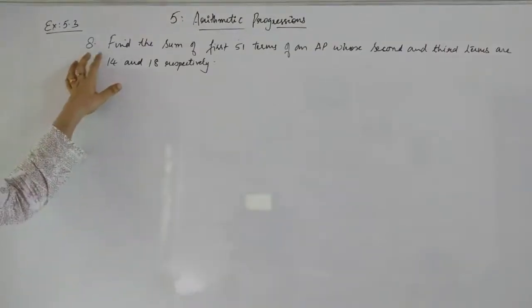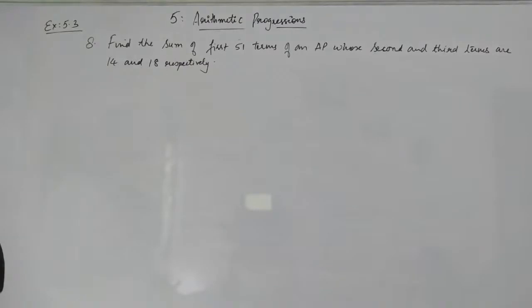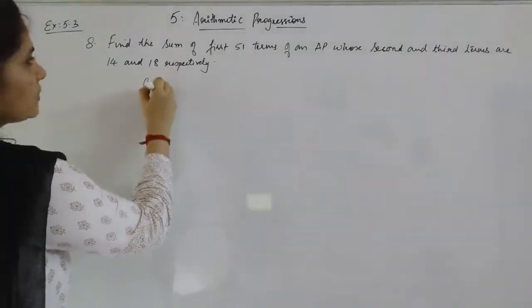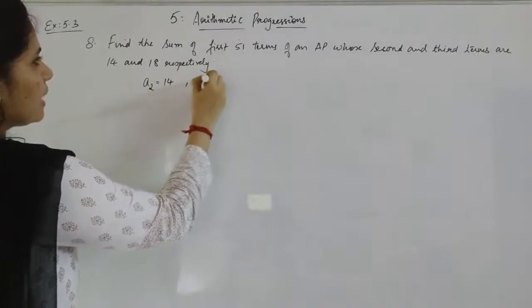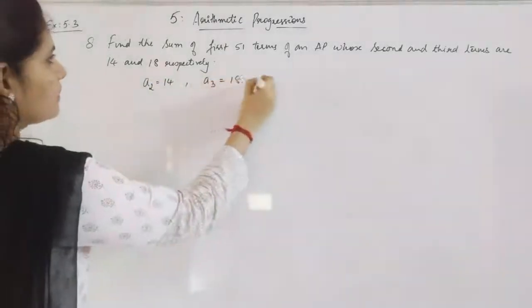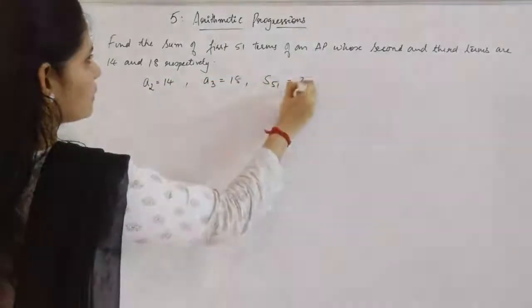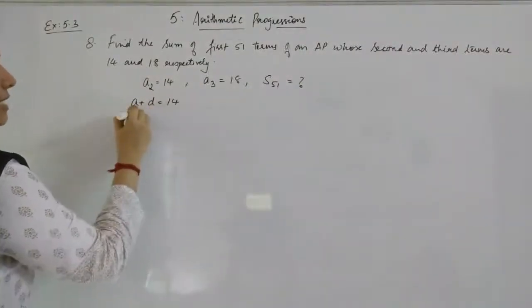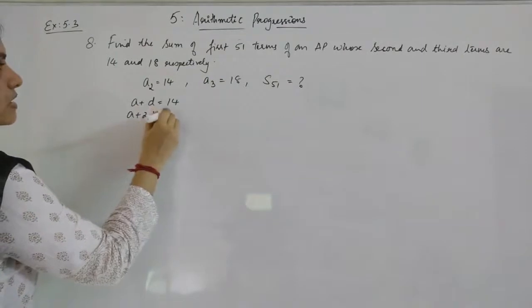Next is 8th one, which is find the sum of first 51 terms of an AP whose second and third terms are 14 and 18 respectively. So you have to find out S51 and what is given. Second term, that is A2, is given to be 14, and A3 is 18. You have to find out S51. So A2 means it is A plus D, which is 14, and A plus 2D, which is 18.